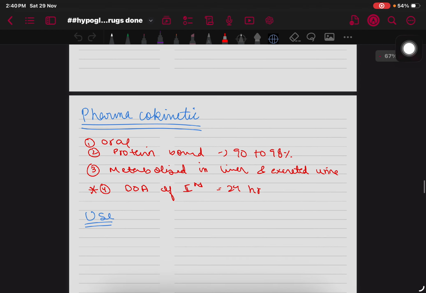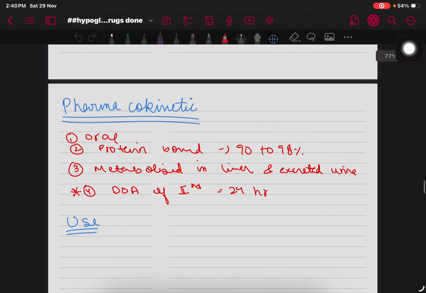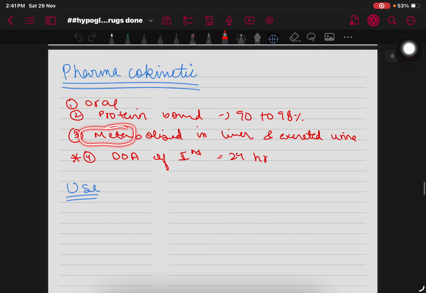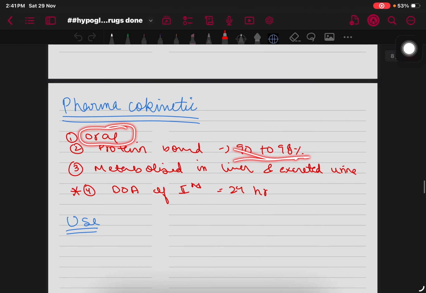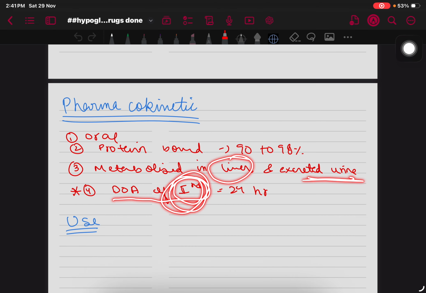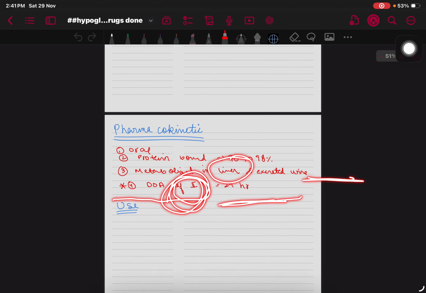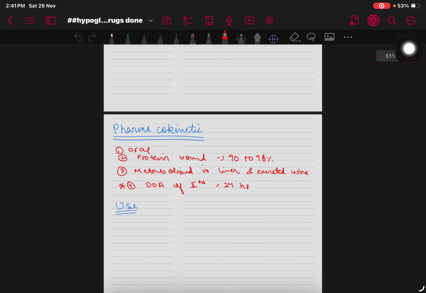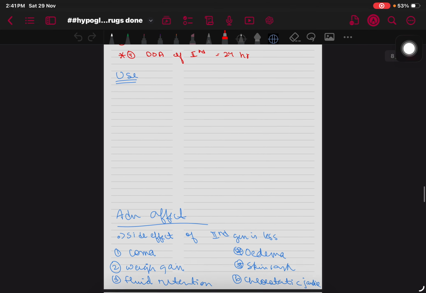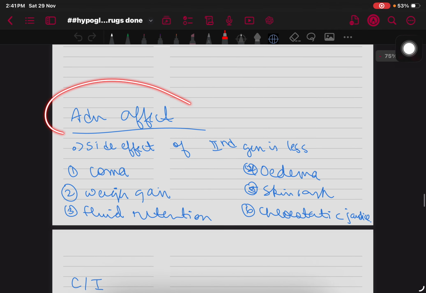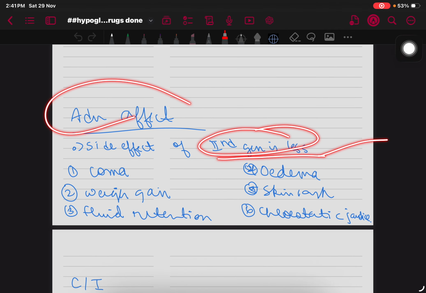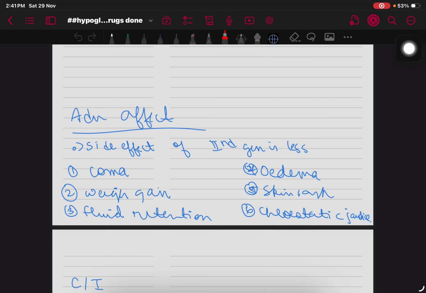Now we will talk about pharmacokinetics. It is administered orally. Its protein binding is 90 to 98%, metabolized in liver and excreted through urine. Duration of action of second generation is about 24 hours, while the first generation group has 12 to 16 hours of duration of action. Adverse effects of the second generation are usually less, that's why they were developed. The adverse effects generally are coma, weight gain, fluid retention, edema, skin rashes, cholestatic jaundice.